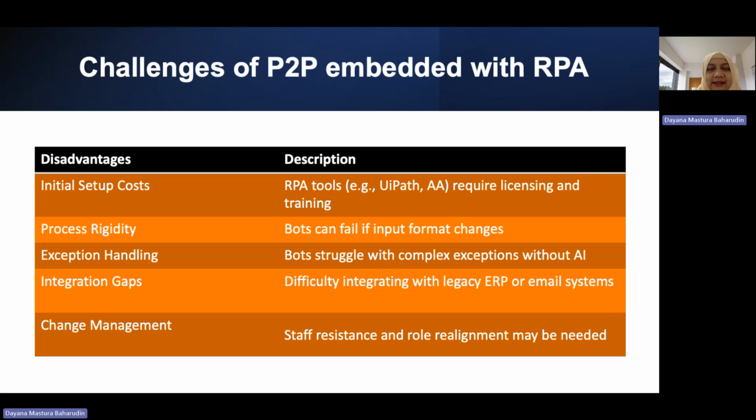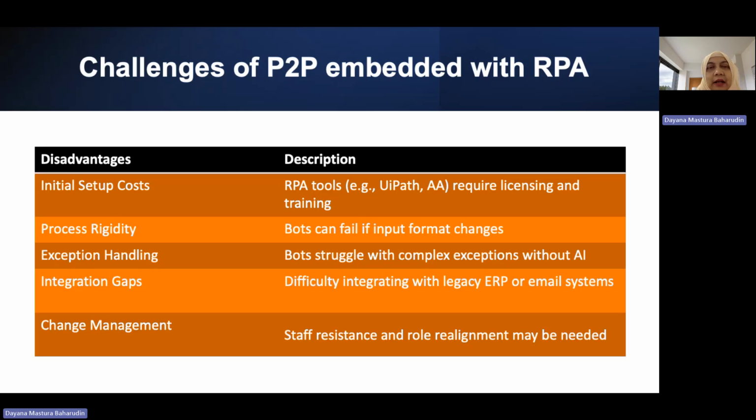Change management: staff resistance and role realignment may be needed. So usually, once you have all these ERP systems in place, there's no problem. You will see a lot of staff will be ERP qualified, SAP qualified, Oracle qualified. They will know how to enter the invoices. They will know how to work with the latest SAP changes. Even if you were to use the previous SAP system and now you want to implement SAP S/4HANA, you can still train them, because it's not going to be much change, and they already have a lot of background in SAP processing.